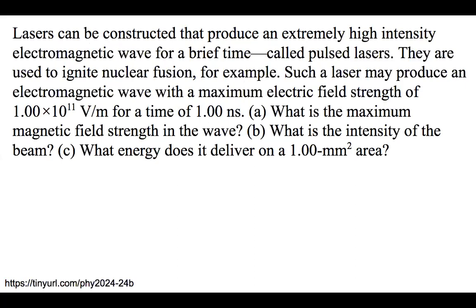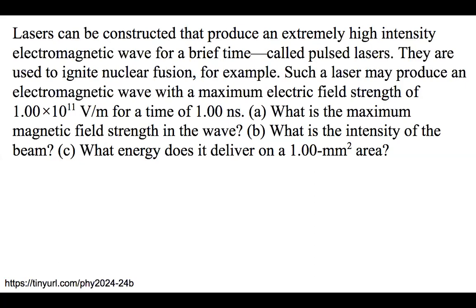So at the end, let's take a look at this example here. This one says lasers can be constructed that produce an extremely high intensity EMF wave, electromagnetic wave, for a brief time, called pulse laser. Okay, so it's just coming in as a pulse. They are used to ignite nuclear fusion, for example. Such a laser may produce an electromagnetic wave with a maximum electric field strength of 1.00 times 10 to the 11 volts per meter for a time period of just 1 nanosecond. What's the maximum magnetic field strength in the wave?